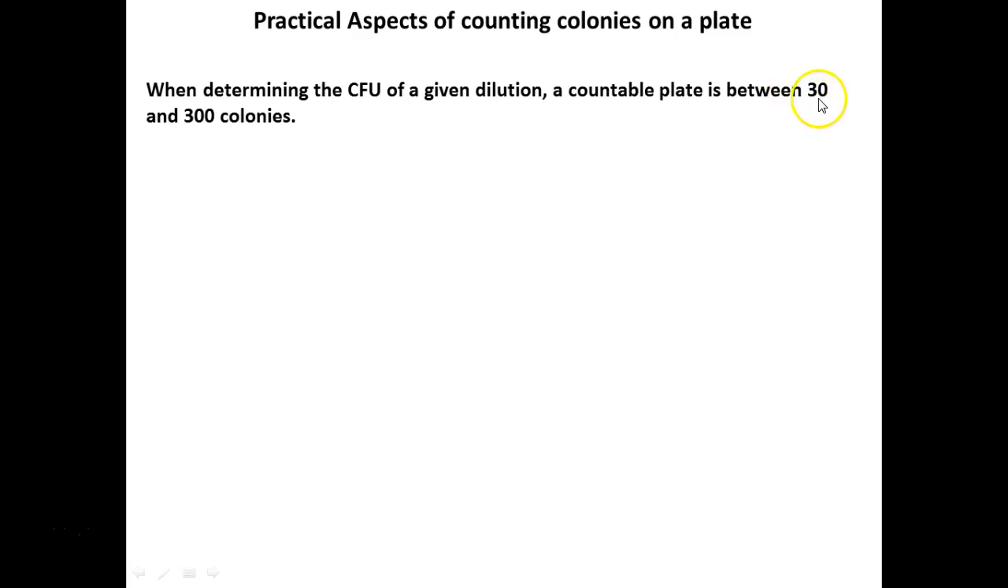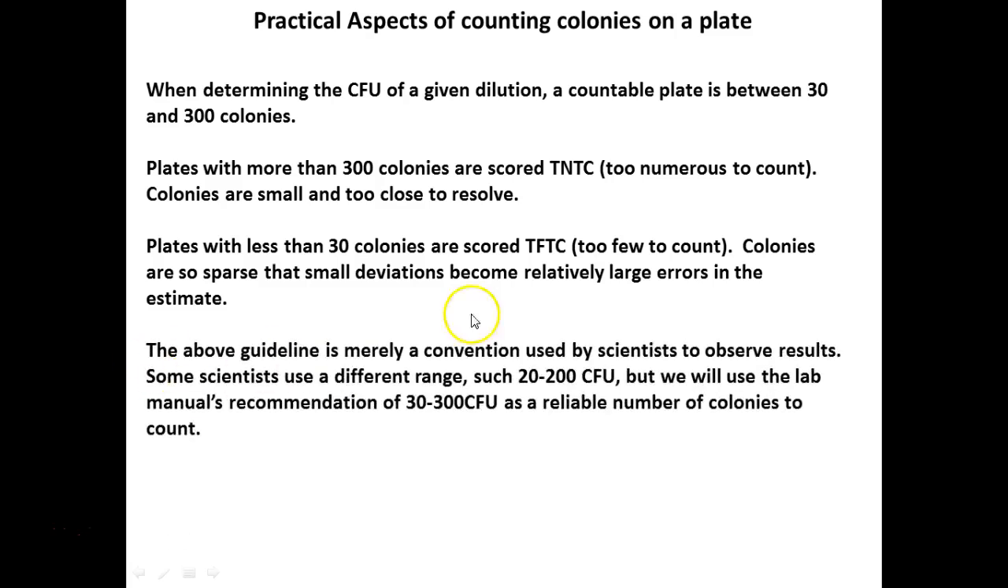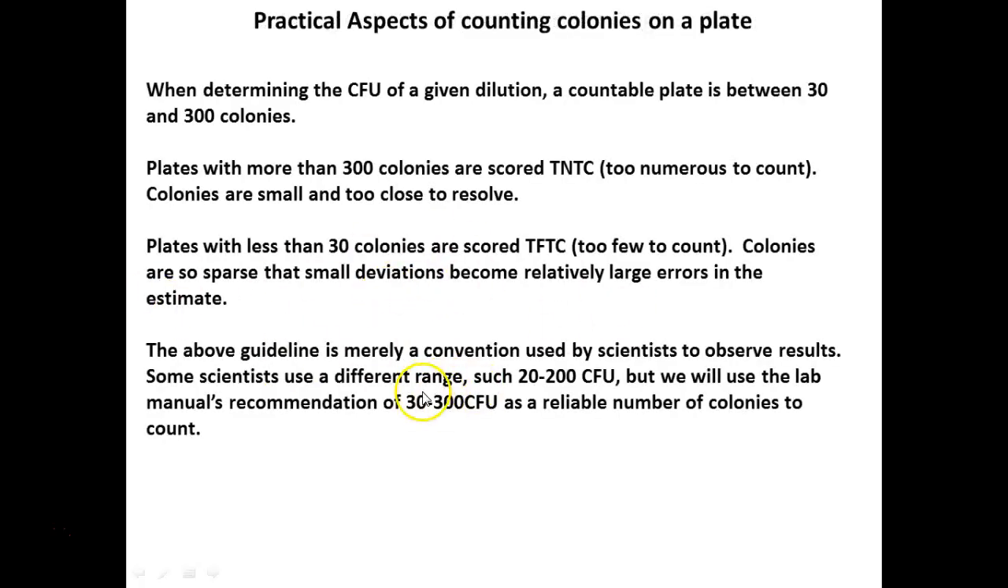So again, to be countable, we want it statistically between 30 and 300 colonies. Too many, I don't know about you, but I'm not counting over 100. Never mind 300. And less than 30 is just too few to be statistically accurate. And if you watch that dilution video that I posted for you guys under Lab 7, that first one, it really helps explain why you wouldn't count less than that. It would be really not very accurate. That's the range our book goes by, but different protocols, different procedures may do different ranges like 20 to 200.